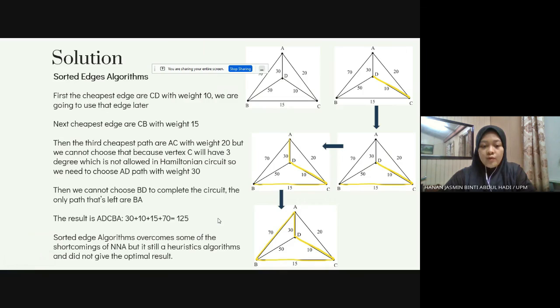The sorted edge algorithm overcomes some of the shortcomings of the nearest neighbor algorithm, but it's still a heuristic algorithm and did not give the optimal result. So as a conclusion, the brute force algorithm will result in the most optimal circuit with the smallest total weight. But it is a disadvantage to use the brute force algorithm if the number of vertices is too many. That's all. Thank you.